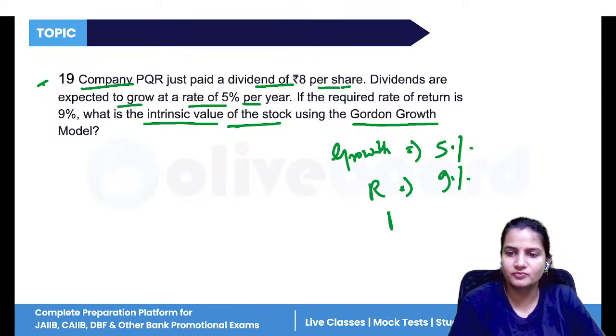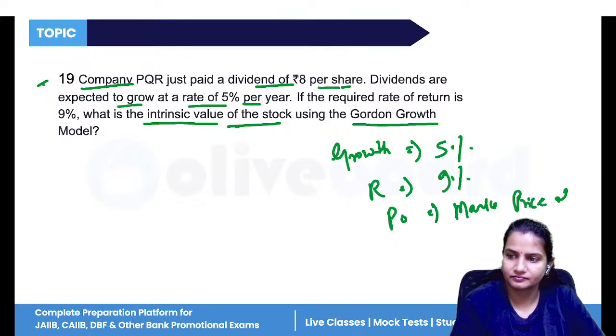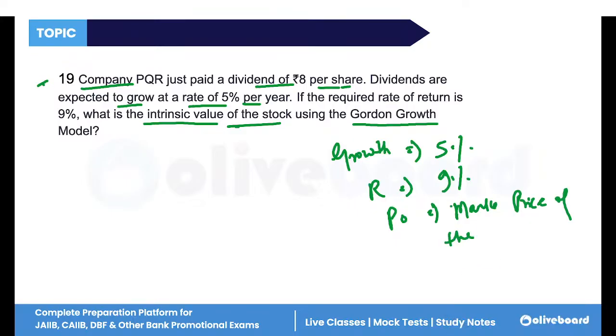Now intrinsic value means P, we can say the market price of the share. Market price of the share, that is P. So you have to find P0 using the Gordon growth model formula. Now, what is the Gordon growth model formula? Tell me, anyone?